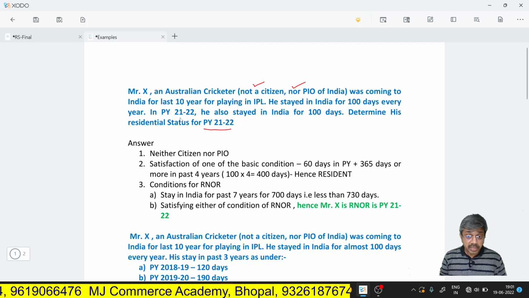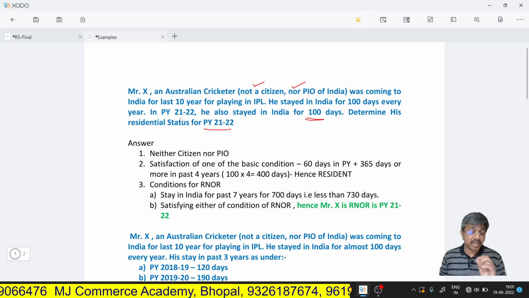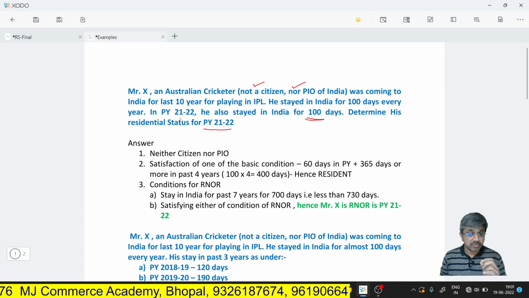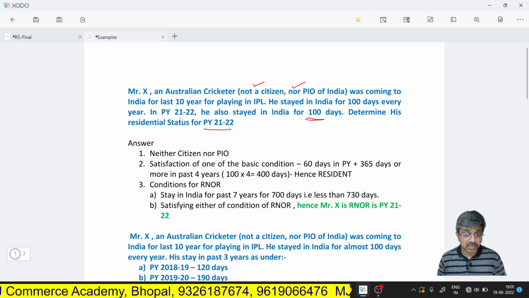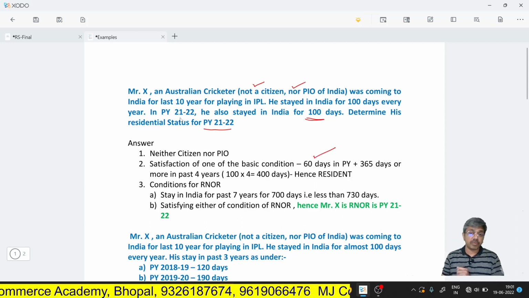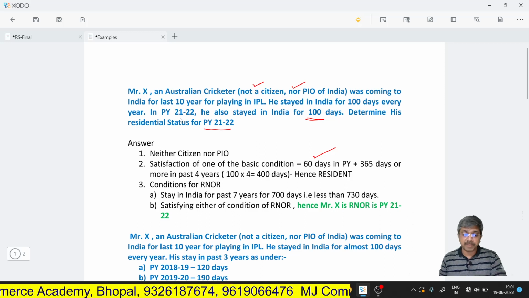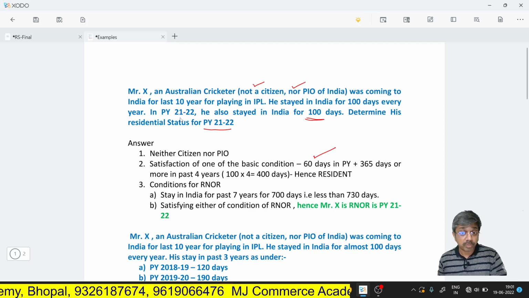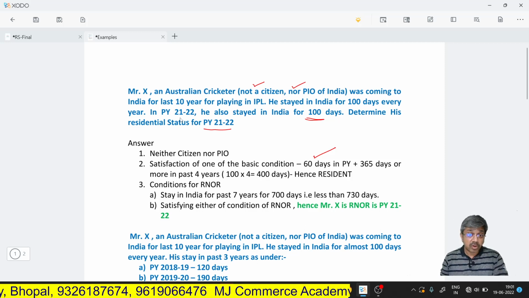Now we see how much he stayed in India: 100 days. He did not stay in India for 182 days, means that condition is not satisfied. We come to condition number 2, that is stay in the previous year for 60 days. Yes, he is staying in India for 60 days or more in the previous year. He is satisfying part of the second condition. Second, we need to check whether he stayed in India for 365 days or more in the past 4 preceding previous years. Yes, because he is regularly coming to India for the past 10 years.